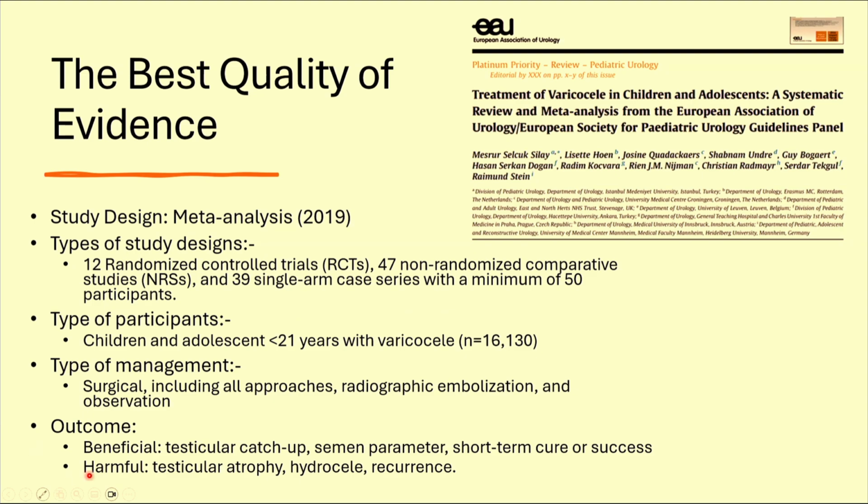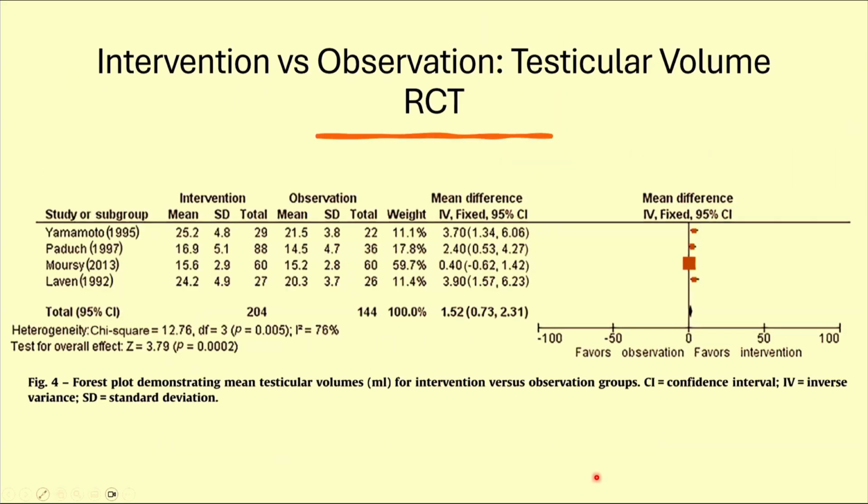Their beneficial outcomes were testicular catch-up growth, improvement in semen parameters, and resolution of the varicocele. The harms, which are basically the complications, were testicular atrophy, hydrocele, and recurrence. Now, when they compared intervention versus observation, there are only two parameters that are actually statistically significant in terms of offering intervention or continuing observation.